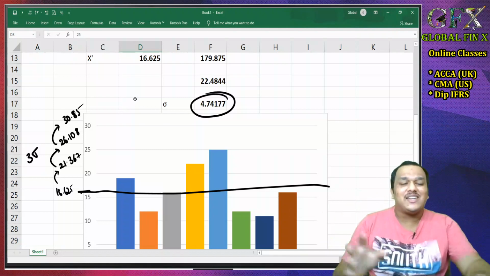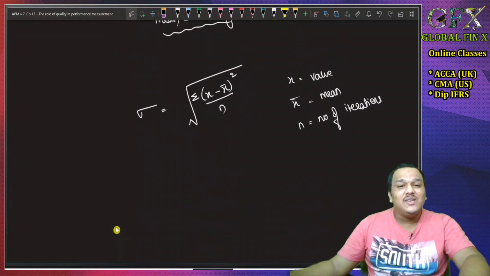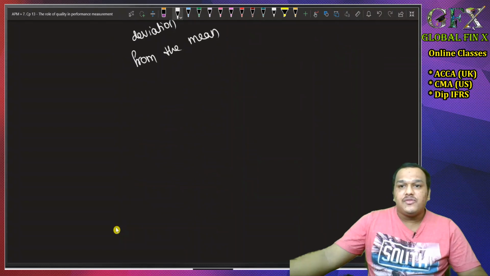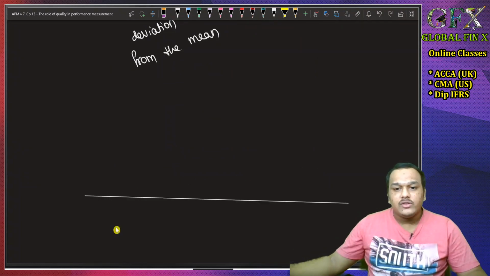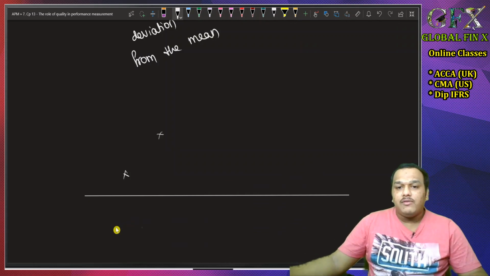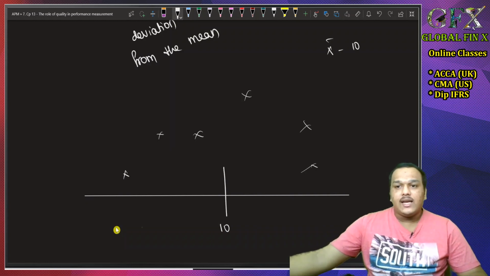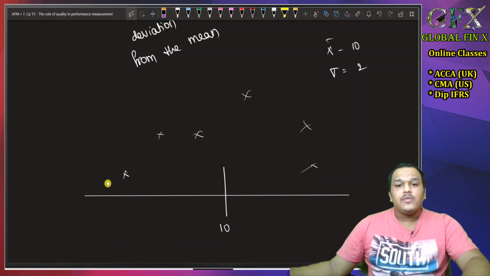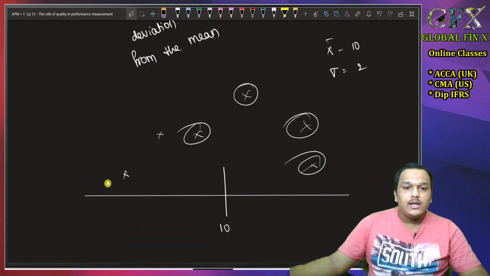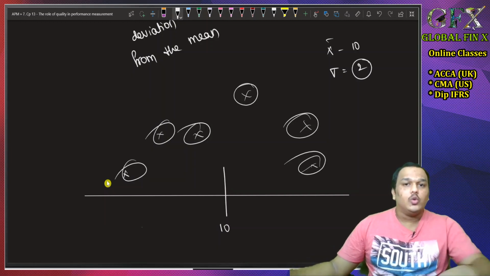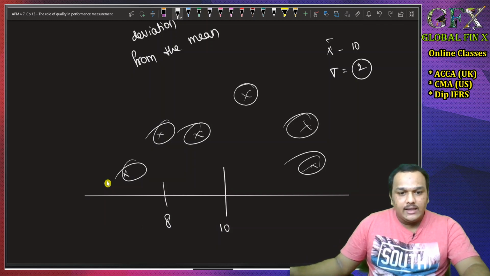So what are we trying to understand? First of all, what does sigma actually mean? Sigma means the deviation from the mean. In another language, suppose this is my plotted chart, and I plot all my values like this, and this is my mean. For example, my mean is 10, x bar is 10 and sigma is 2. Any given point in this plotted line or histogram will be within a standard deviation of 2. It means it is either within 8 or within 12.